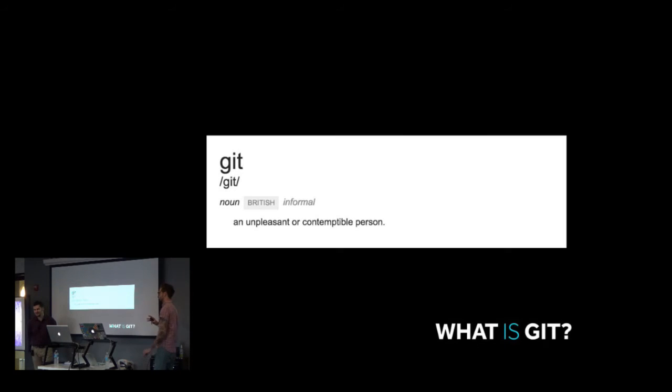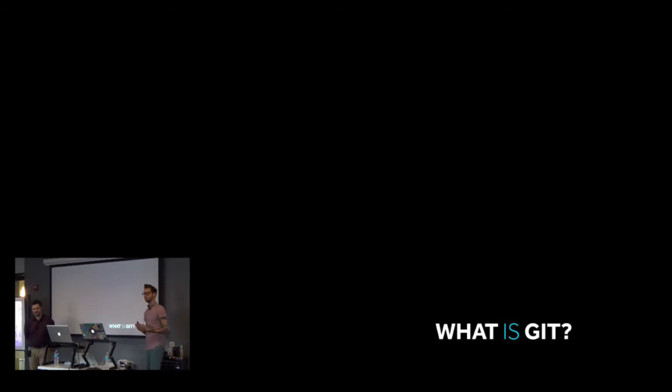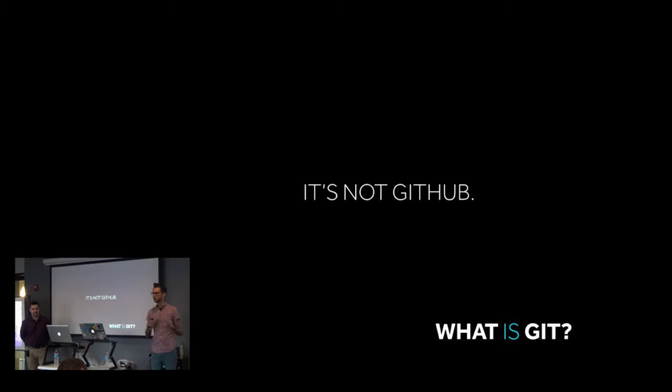So if you do a Google search for Git, the first thing that comes up is this weird word, which is a British word, that is an unpleasant person. That is not what Git is, so don't even think that. Another thing that really irks me and is not what Git is: it's not GitHub. And so many people say that. A lot of times when I'm in interviews and I'm asking people, like, what about Git? They're like, oh, do you mean GitHub? I'm like, no. GitHub is the repository hosting service.